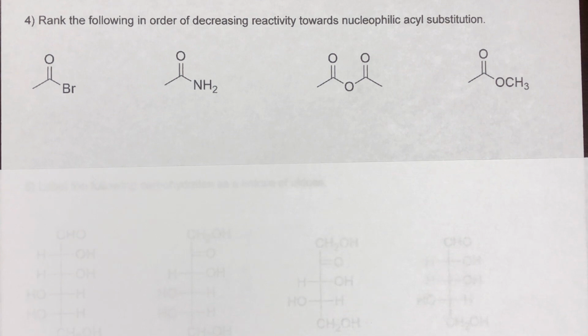All right, here we have our next set of questions. So in question 4, we're asked to rank the following in order of decreasing reactivity towards nucleophilic acyl substitution. So again, that's the reaction mechanism that carboxylic acid derivatives undergo. So we're looking for the best leaving group that will be the most reactive towards nucleophilic acyl substitution. And here we want to go in decreasing order, so we want to identify the strongest and most reactive first, most unstable, and move to the least reactive.